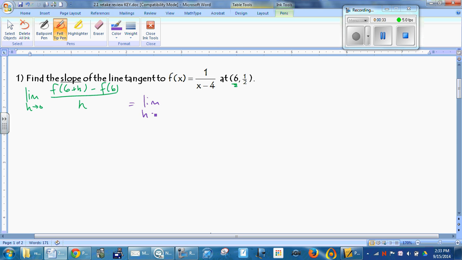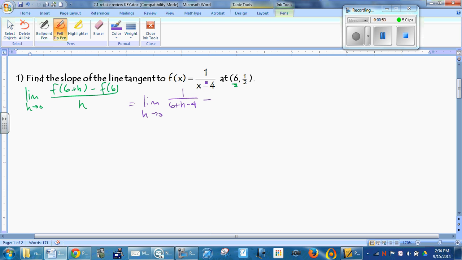So we have the limit as h approaches 0 of 1 over, instead of x, we're going to put 6 plus h in its place. So 6 plus h, 6 plus h minus 4. Alright, so just that is taking the place of the x. Minus f of 6, we're just putting 6 in the place of x.